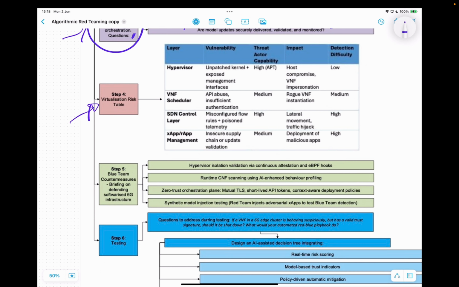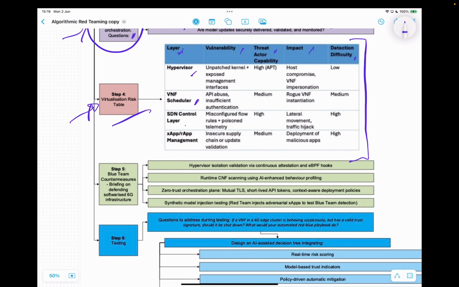And then you can build a virtualization risk table, like in scenario 2. Here you would have a slightly different structure, but the structure depends on what your priorities are. In this scenario, I would be looking at layer, vulnerability, threat actor capability, the impact, and detection difficulty. So for a layer, is it the hypervisor? Is it the VNF scheduler?